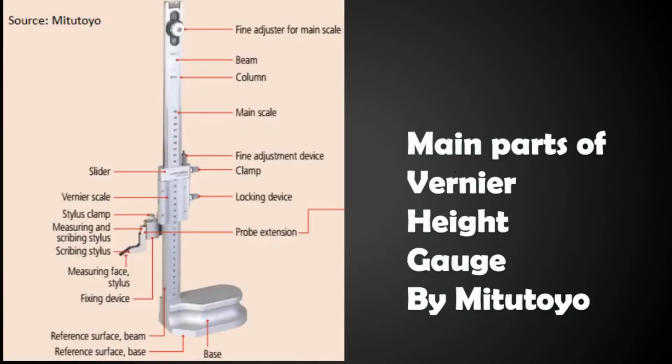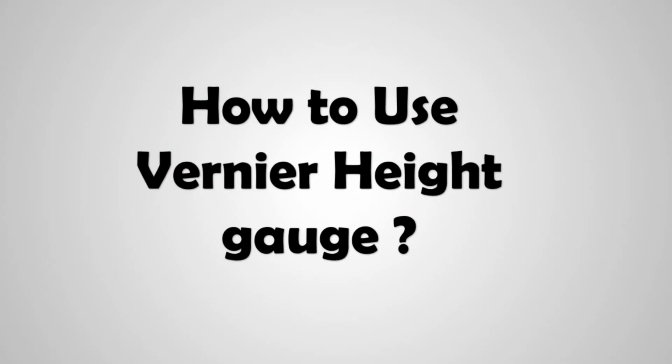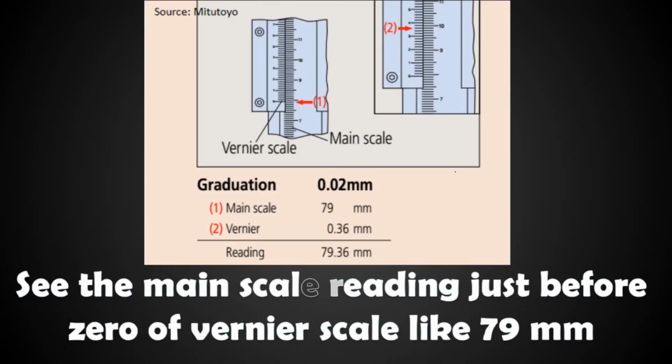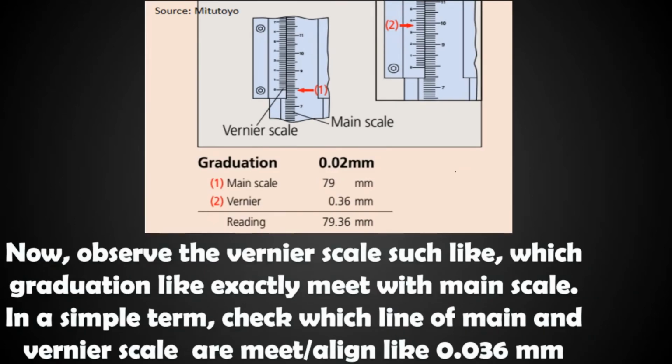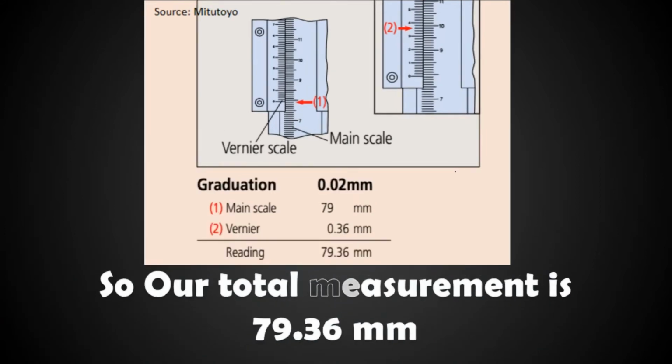So now let's see the main parts of the Vernier height gauge by Mitutoyo. Here are some of the main parts of it. And now let's see how to use this Vernier height gauge. See the main scale reading just before 0 of the Vernier scale. It is 79 mm. Now observe the Vernier scale line which exactly meets the main scale. In simple terminology, check which line of the main scale and the Vernier scale meet or align. It is 0.36 mm. So our total measurement is 79.36 mm.